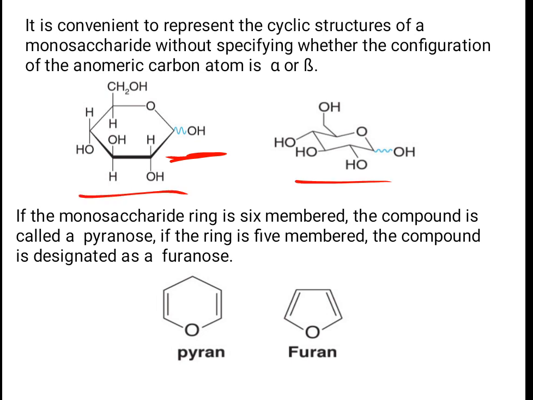If the monosaccharide ring is 6-membered, the compound is called a pyranose. This is the structure of pyran. From this pyran you are getting the term pyranose, because the ring is a six-membered ring. If the ring is five-membered, the compound is designated as a furanose. This is the structure of furan. And if you get a five-membered ring, that will be a furanose.